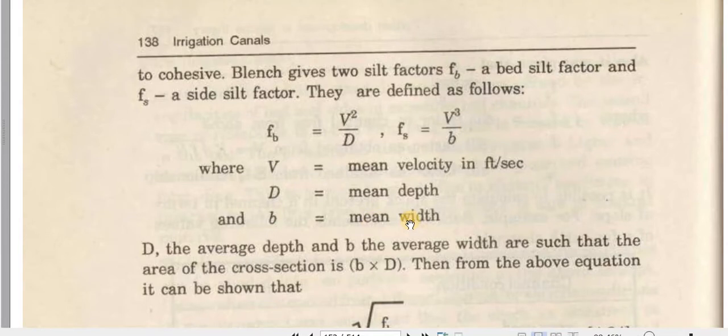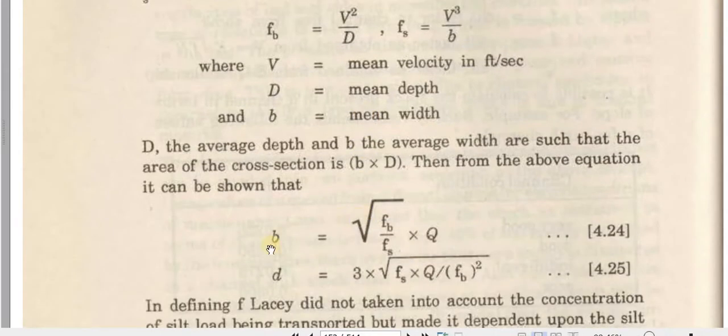So here we have D and B. You can calculate the area by simply multiplying B and D. Area is equal to D multiplied by B, because these are mean values, mean depth and mean width. So there is no need of side slope here. And the second equation for B and D is separately FB over Fs into Q.